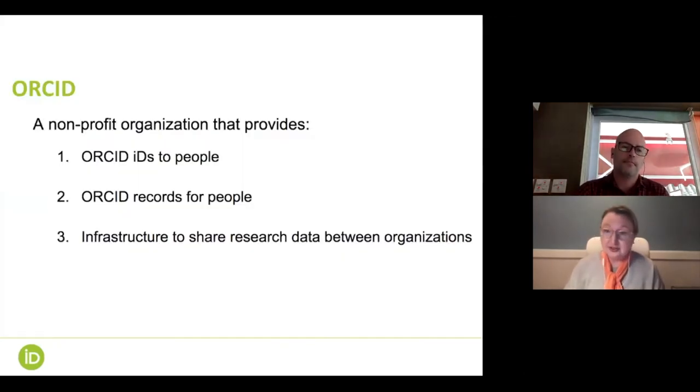ORCID provides three services. First, we issue the unique ID number to people, usually researchers. Second, we provide a record so people can document their research activities. And third, ORCID provides a technical infrastructure to share this data with other systems in the scholarly communication ecosystem. While ORCID is free for individuals to use, as a global nonprofit organization, ORCID is sustained by a membership structure for organizations interested in using the ORCID registry.